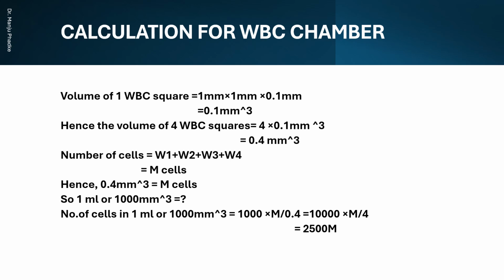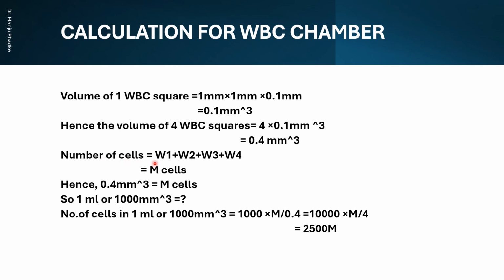So if we are using the WBC chamber for counting the cells, then the calculation is like this. The volume of 1 WBC square is 1 millimeter in width, 1 millimeter in length and 0.1 millimeter in depth. So the volume of 1 WBC square is 0.1 millimeter cube. Therefore, the volume of 4 WBC squares. Why 4? Because we are counting 4 WBC squares. So the volume of 4 WBC squares is 0.4 millimeter cube.